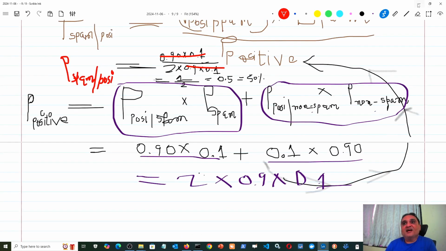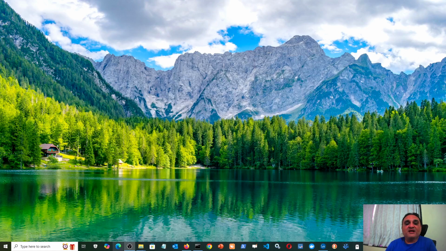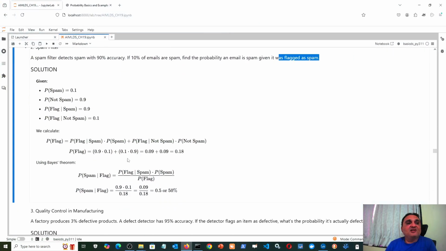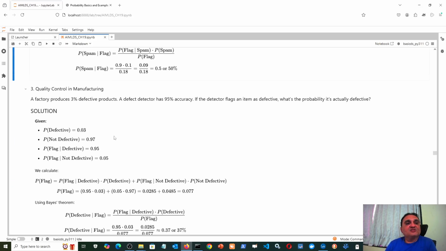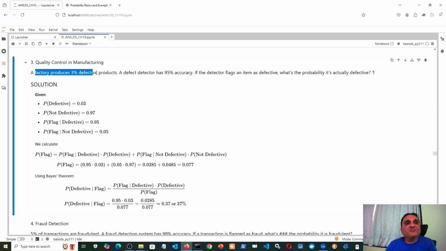So you should now try to do the other 3 examples yourself using this kind of method. In the spam filter I have given the solution, and similarly in the others also, but try to do them without looking at the solution. Here it is given that a factory produces 3% defective products. That is actually the population, which you should understand. So P defective is 3/100 or 0.03, and P non-defective is 97%, or 0.97.